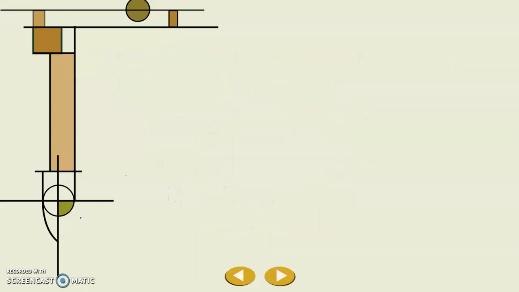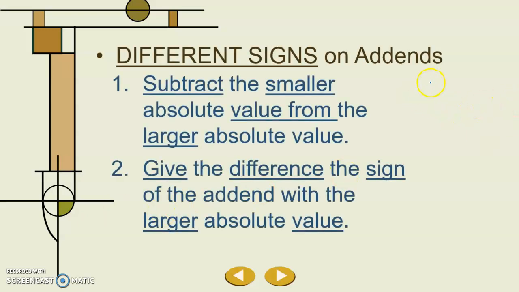Let's take a look at an example here. I'll write my example to the side here. If we have 5 plus -3, subtract the smaller from the larger. 5 and 3, 3 is smaller, so I'm going to subtract 5 minus 3, and that is 2. Give the difference, your answer, the sign of the add-in with the larger absolute value. Well, 5 had the larger absolute value.